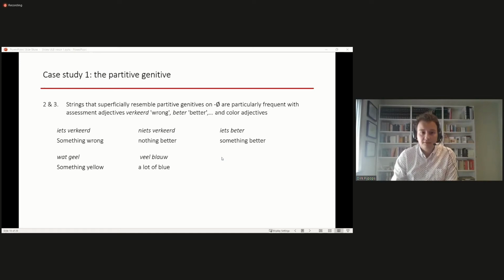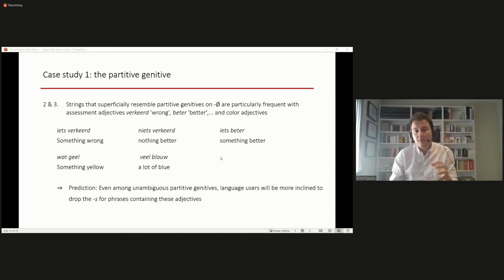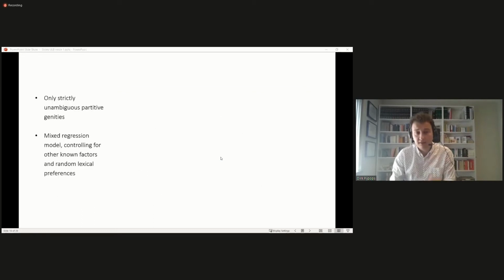All right, so that leaves us to this prediction. Even among strictly unambiguous partitive genitives, language users will be more inclined to drop the S ending for any phrases that contain these assessment adjectives or these color adjectives. So to test that, we built a data set containing only strictly unambiguous partitive genitives.